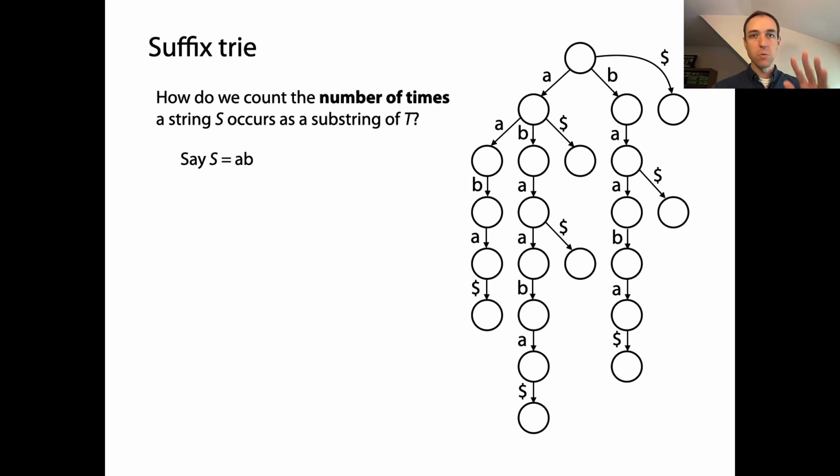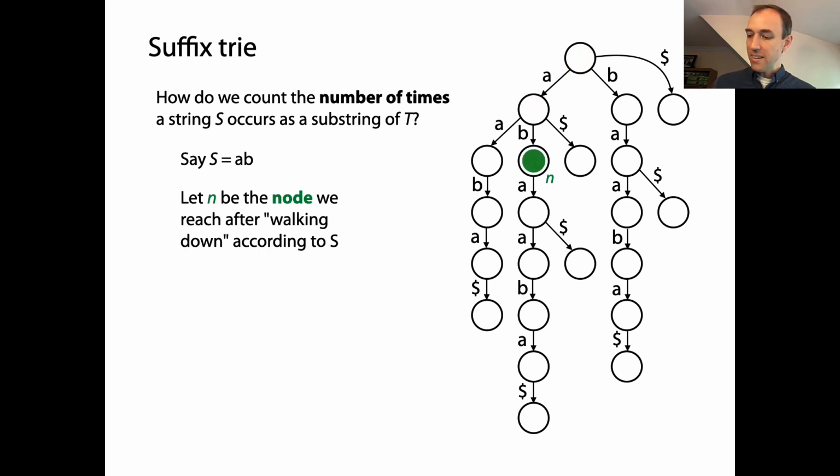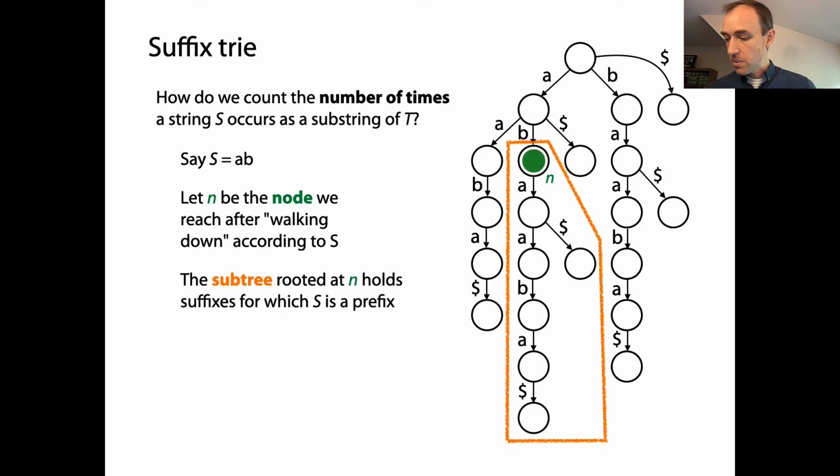So let's say we start, as we usually do, at the root and walk down according to the characters of our query. Our query is AB, so that'll take us here. Let's let n, small n, be a name for the node that we reach after walking down according to our query. So that's this node in this example. The next point I'm going to make has to do with the subtree of the trie rooted at n, in other words, this subtree down here that I've drawn an orange line around. That's the subtree that holds suffixes for which s is a prefix. Down here is the part of the trie containing only those suffixes that have s as a prefix. Really the suffixes also go all the way back up to the root, so in a way I'm just looking at suffixes of those suffixes.